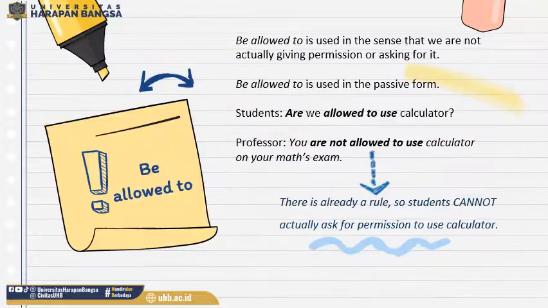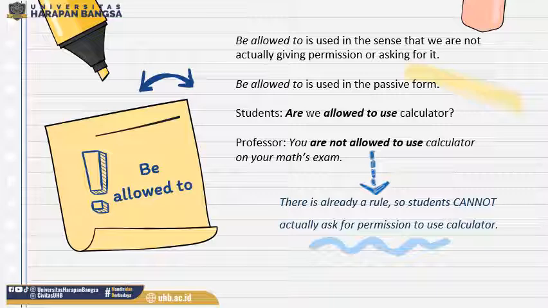Be allowed to. Be allowed to is used in the sense that we are not actually giving permission or asking for it. Be allowed to is used in the passive form. Nah, apa bedanya be allowed to dengan bentuk modal lain in giving and asking permission? Nah, be allowed to ini sebenarnya dipakai ketika kita tidak benar-benar meminta izin atau meminta sesuatu.